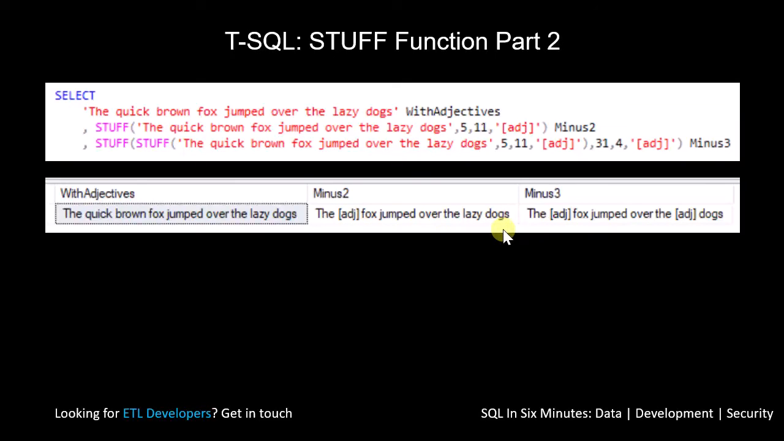Of course, we still have the lazy part, so we have to get rid of that. So we see that we can specify STUFF on top of STUFF, right? This is the inner STUFF where we replaced the quick and brown right here, and now we're applying the outer STUFF expression on top of it. Then we're going all the way to the 31st position, and we see lazy is 4 characters long, so there's a length of 4, and we're replacing it with adjective, and we see the adjective fox jumped over the adjective dogs, and so that subtracts the 3rd adjective.